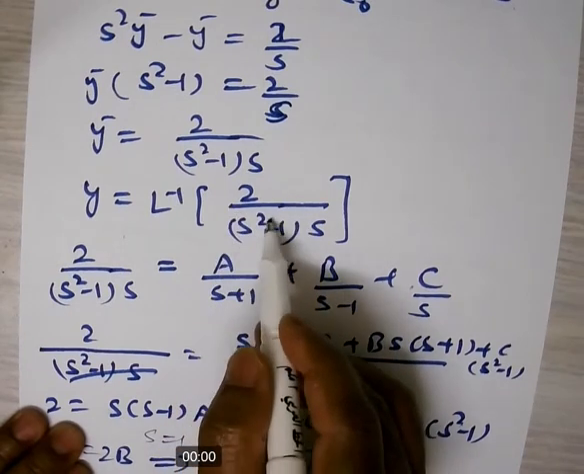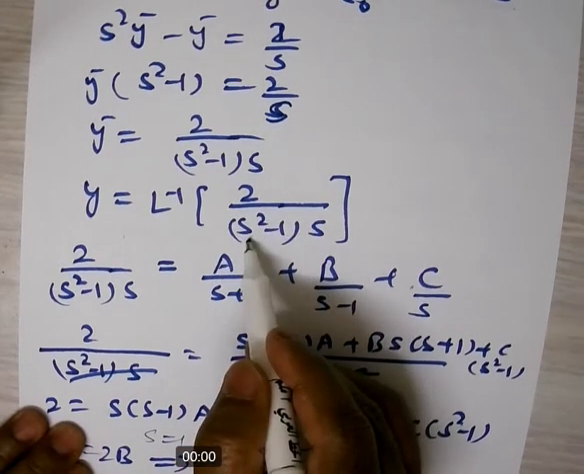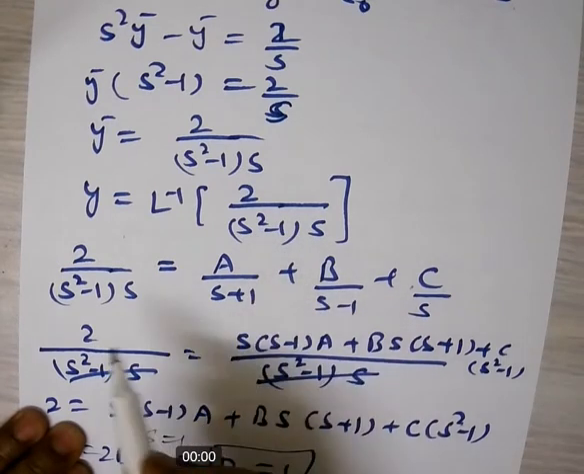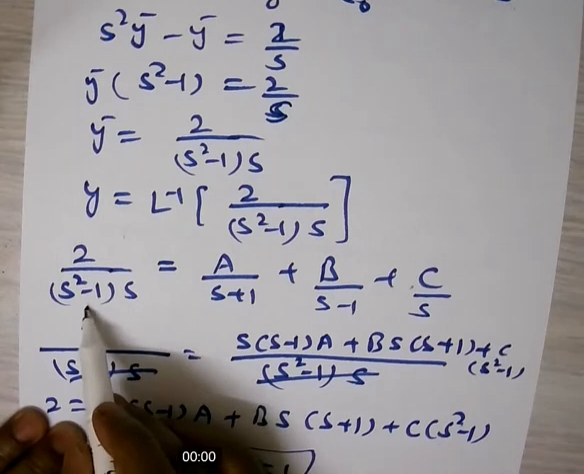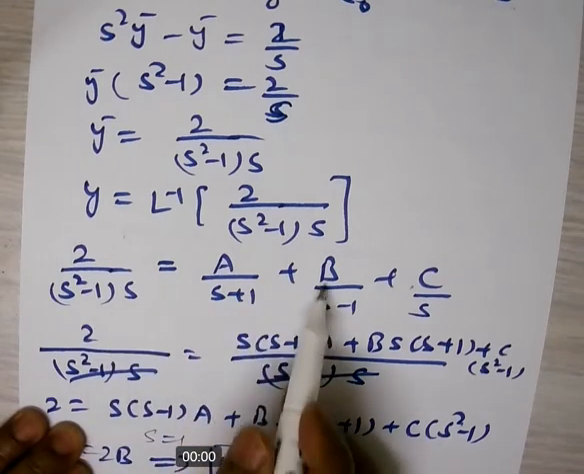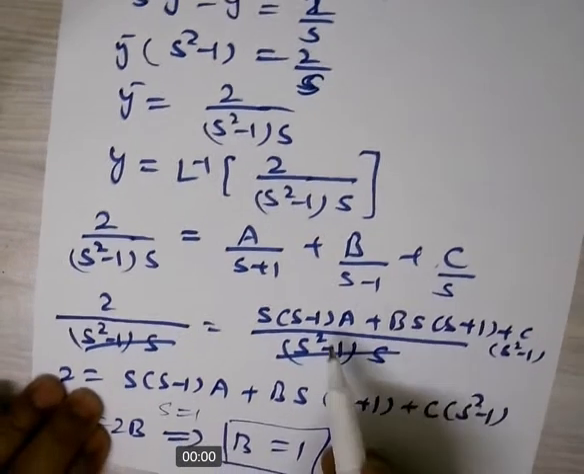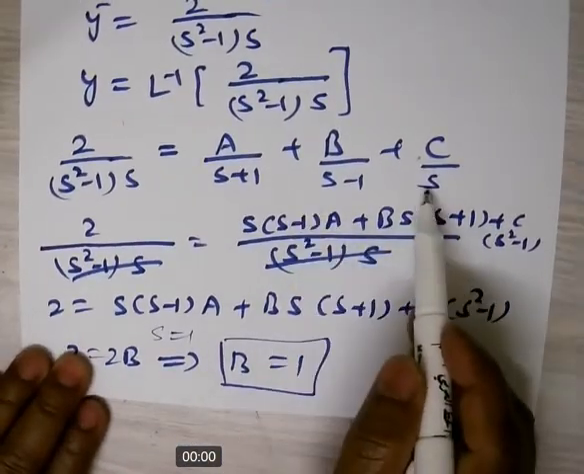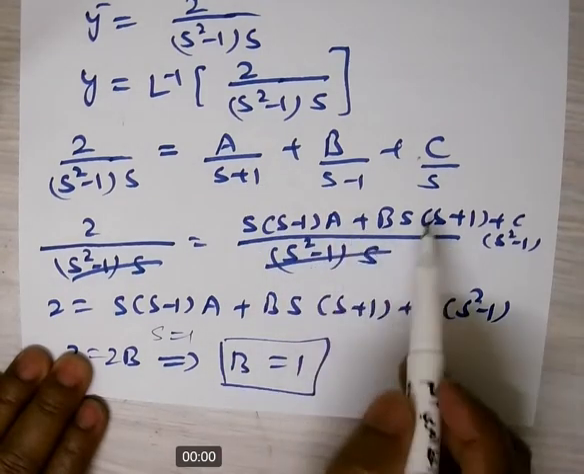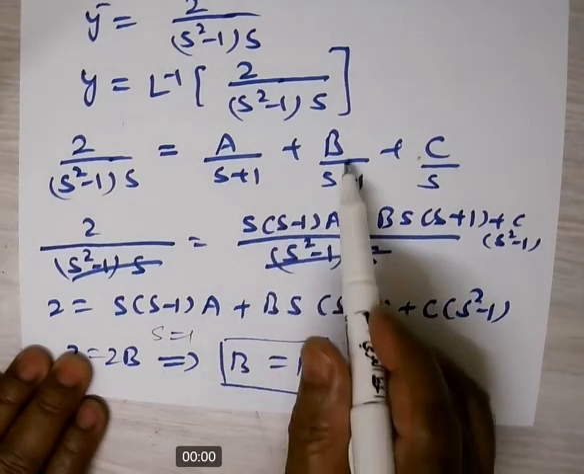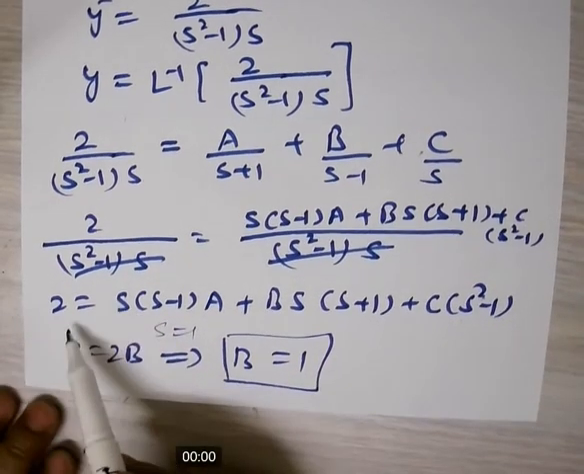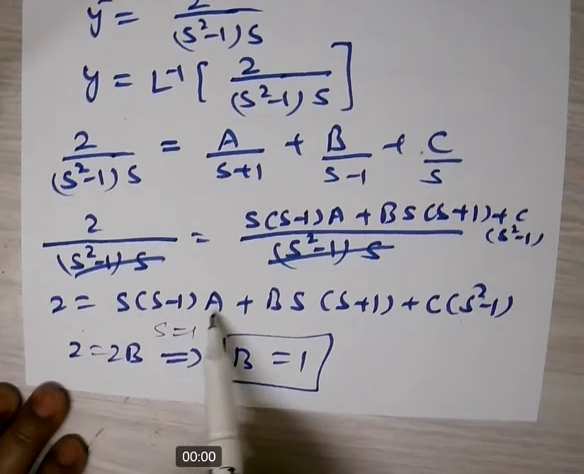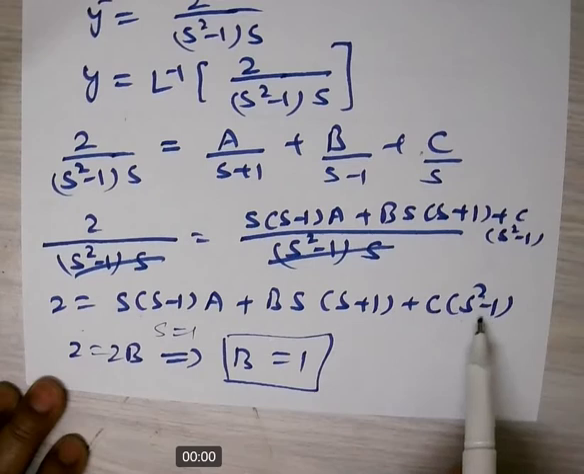No problem. I am trying to put this part in terms of partial fractions. 2 divided by s square minus 1 into s. The factors of s square minus 1 are s plus 1 and s minus 1. So a divided by s plus 1 plus b divided by s minus 1 plus c divided by s. Now again I am using the simplified form. Write down the term s into s square minus 1, and multiply here, this cancels. Now it becomes 2 equal to a times s into s minus 1 plus b times s into s plus 1 plus c times s square minus 1.